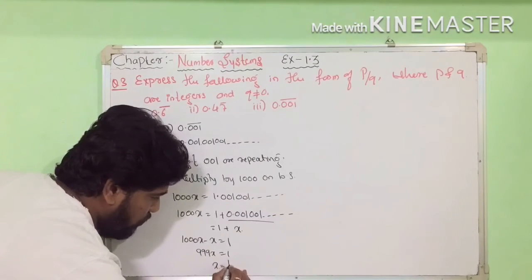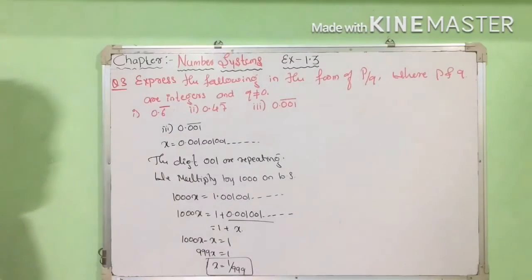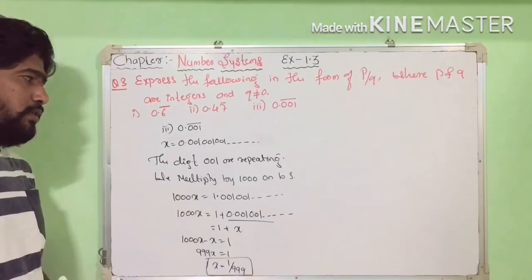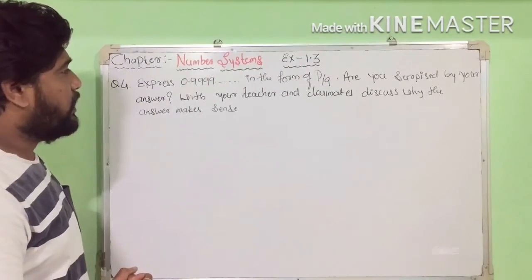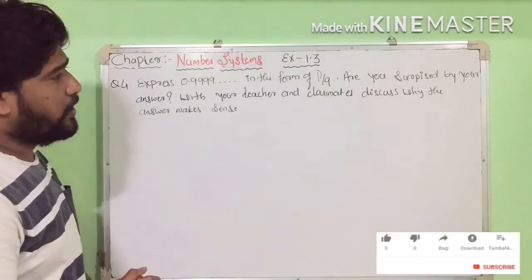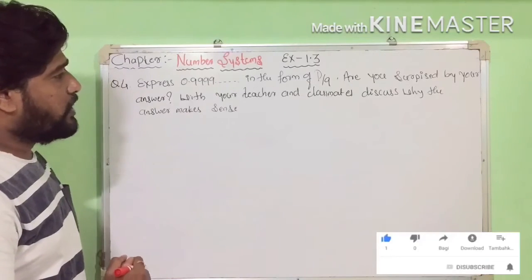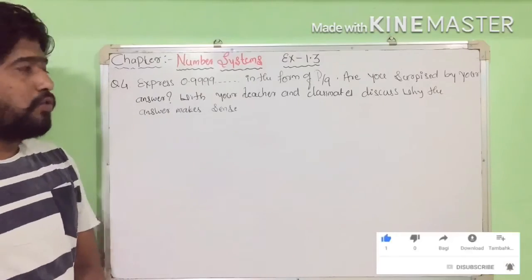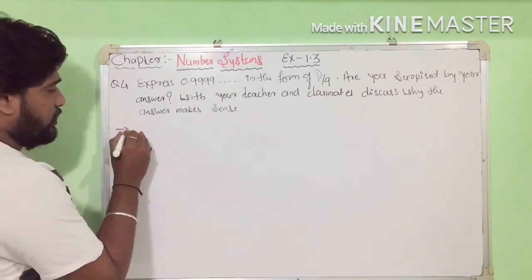Then x is equal to 1 divided by 999. So it is the P by Q form of 0.001. Students, the next question, the fourth one: express 0.999 in the form of P by Q, where you are surprised by your answer. With your teacher and classmates discuss why the answer makes sense. So we want to write this one in a P by Q form.